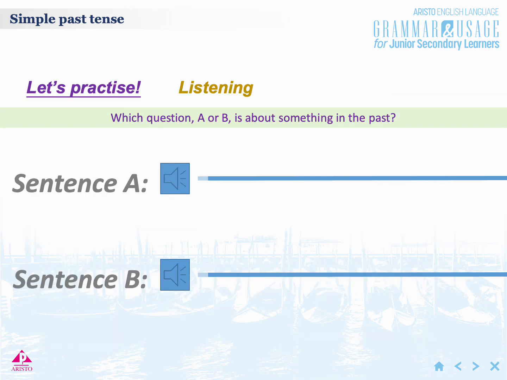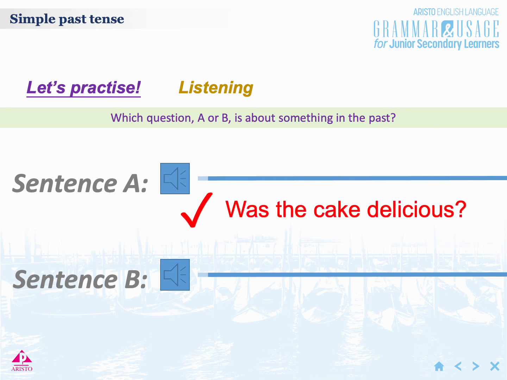Now let's practice using the simple past tense. Which question, A or B, is about something in the past? A. Was the cake delicious? B. Is the cake delicious? The answer is A. Was the cake delicious?